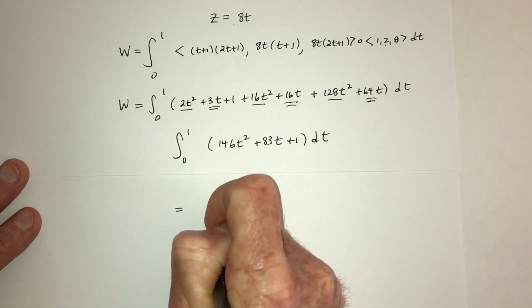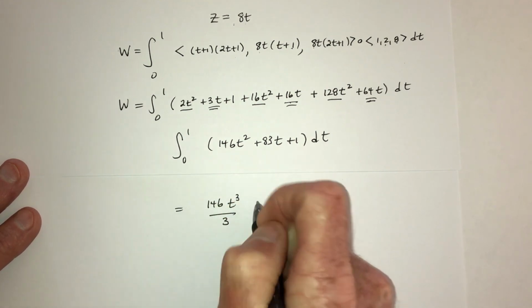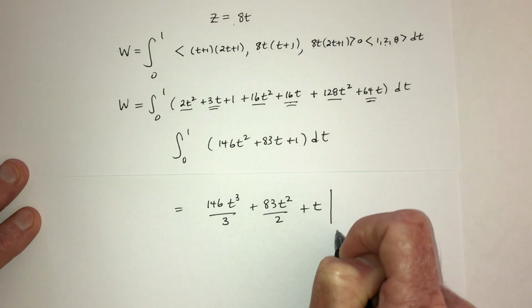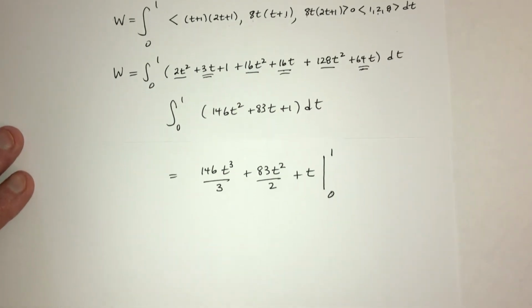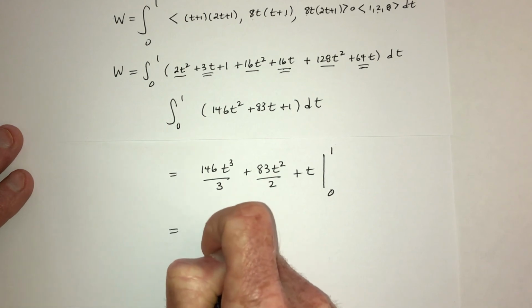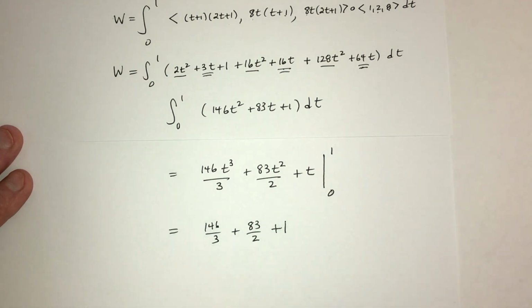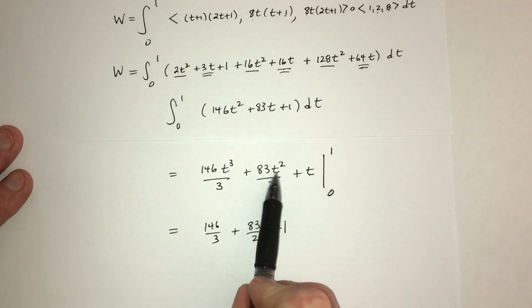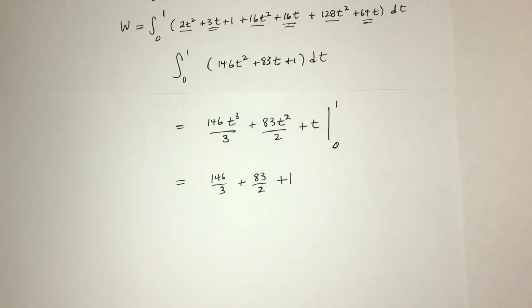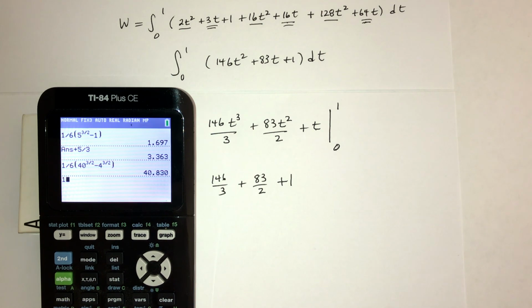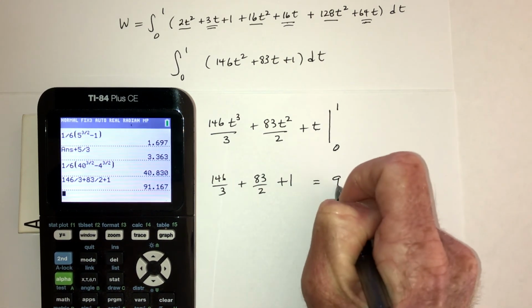So it's going to be 146t cubed over 3 plus 83t squared over 2 plus t evaluated from 0 to 1. So when you substitute the 1, that's going to be 146 over 3 plus 83 over 2 plus 1. And the 0 will be 0, 0, and 0. So that means this is the amount of work. 146 divided by 3 plus 83 halves plus 1 equals this many works.